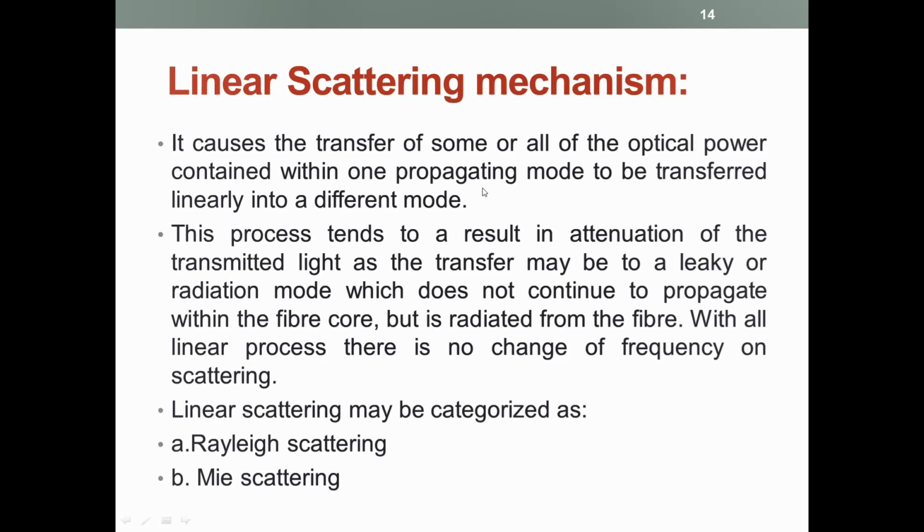Let us come to the linear scattering mechanism. It causes the transfer of some or all of the optical power contained within one propagation mode into a different mode without a change in the frequency. Remember that one mode is converted to a different mode with all the power, but there is no change in frequency. This process tends to result in attenuation of the transmitted light, as the transfer may be to a leaky or radiation mode which does not continue to propagate within the fiber core.